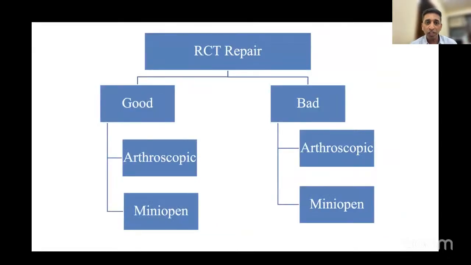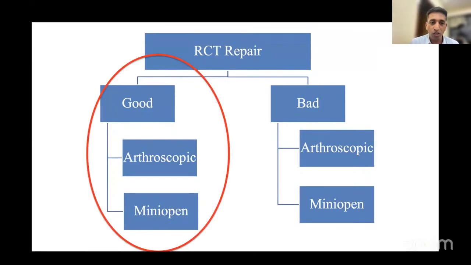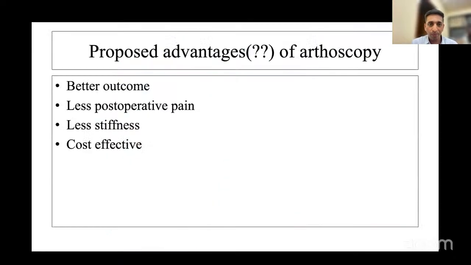We know that a rotator cuff repair can be done arthroscopically, open or mini open, and all can be good or bad. We should focus on doing a good repair rather than being fanatic about what approach we are going to take. The proposed advantages of arthroscopy are better outcome, less post-operative pain, lesser stiffness, and cost effectiveness.